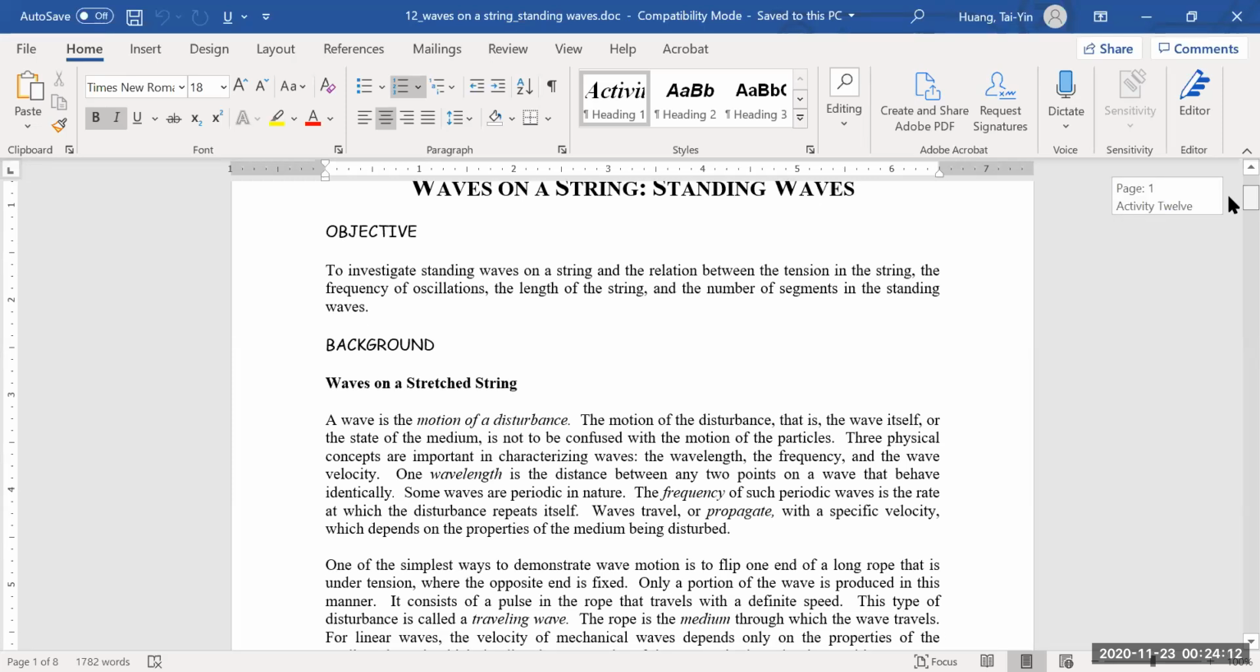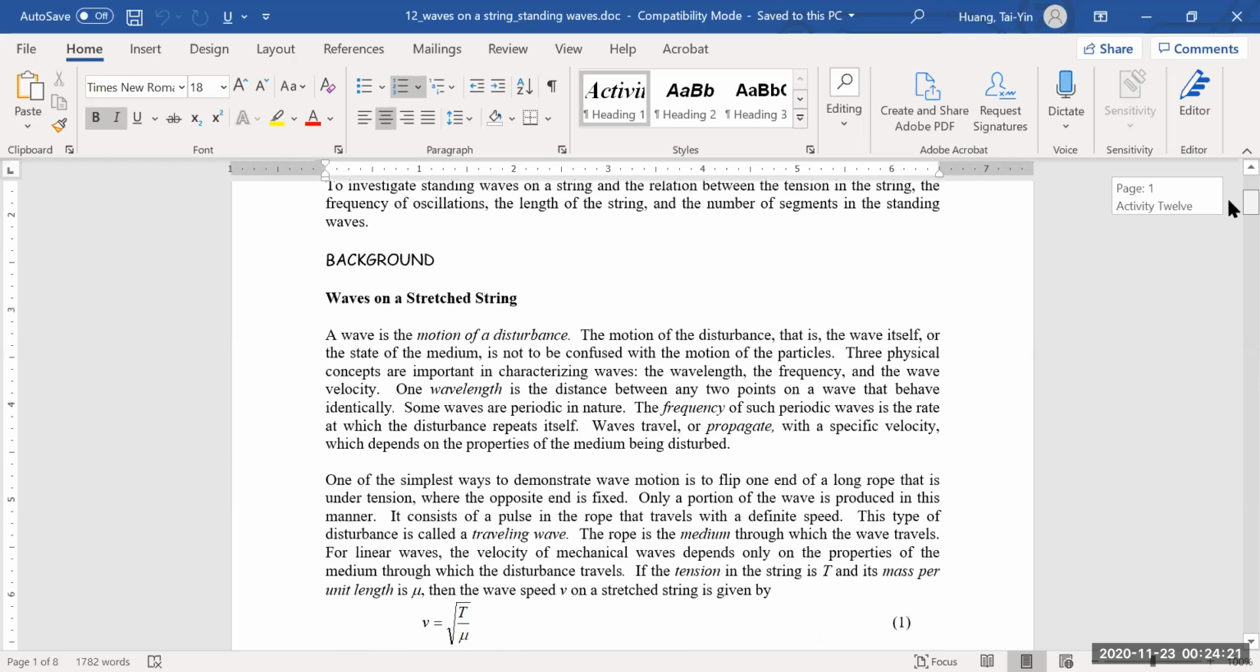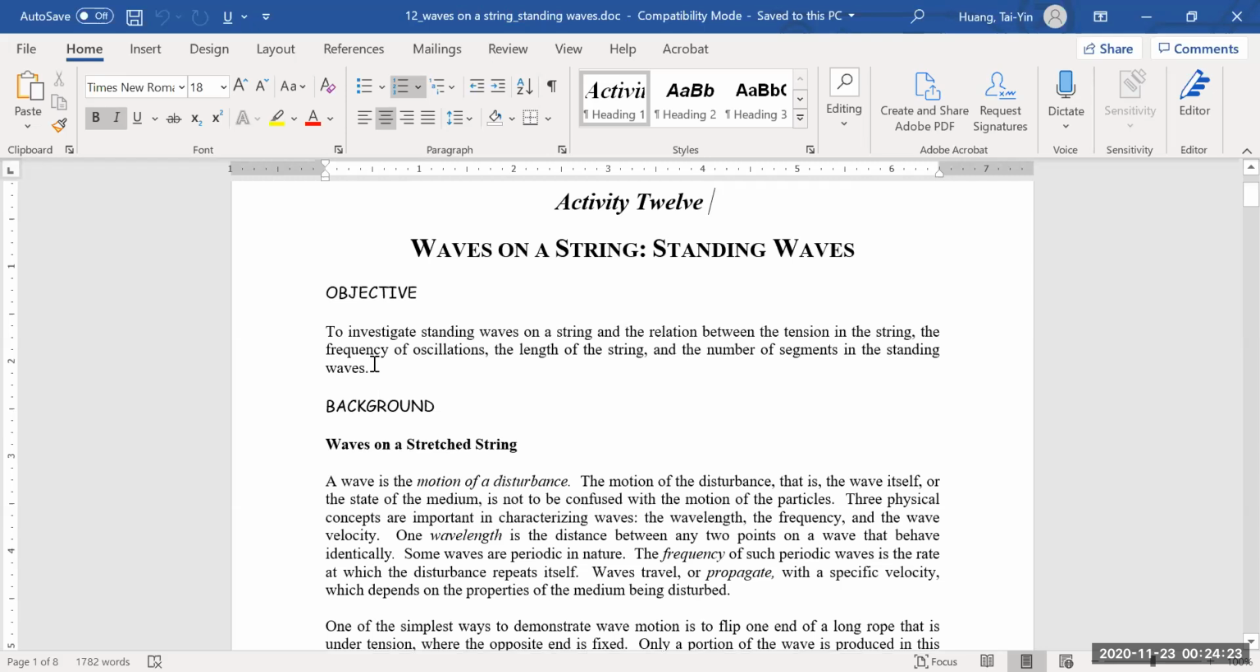traveling on the string, and you want to find the experimental value of the velocity: how fast do those waves travel. Okay, so in other words, the objective of this experiment is to investigate standing waves on the string, and what is the relation between tension in the string, the frequency of the oscillations, the length of the string, and the number of segments in the standing waves.